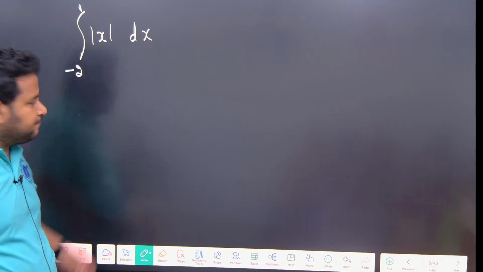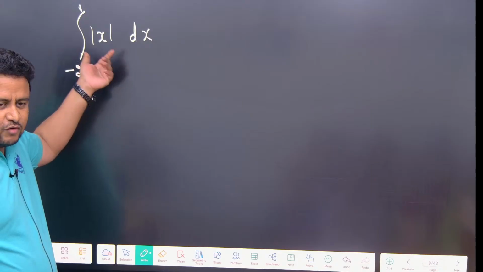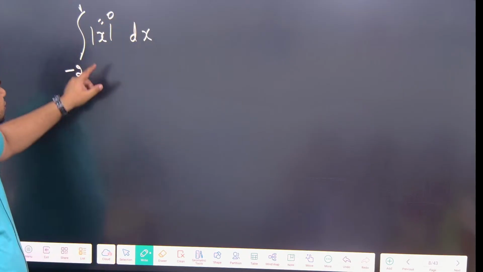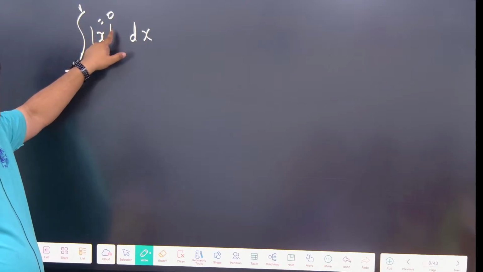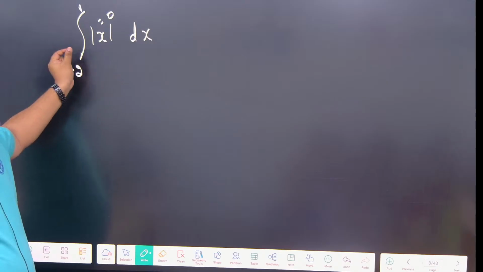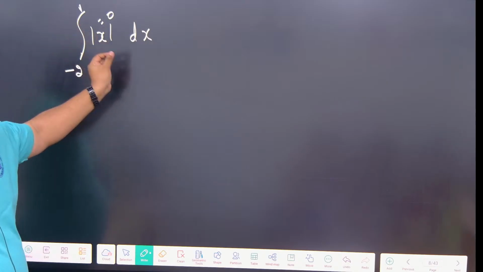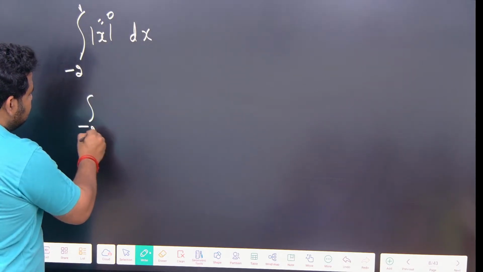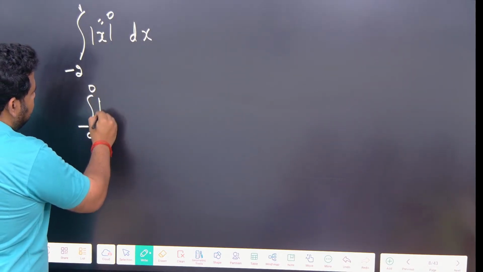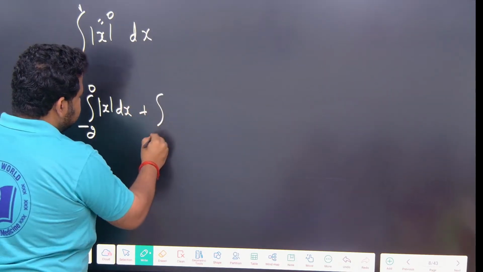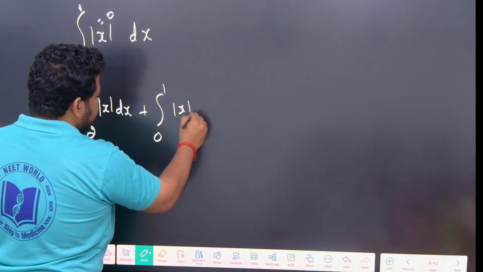For that, we have the definition. By the definition of the mod function, you equate mod x to 0. If you equate to 0, the x value will be 0. So, you should take minus 2 to 0. The split will happen at the point x equal to 0; at that point only you should split it. So, this will become the integral from minus 2 to 0 of mod x dx plus the integral from 0 to 1 of mod x dx.